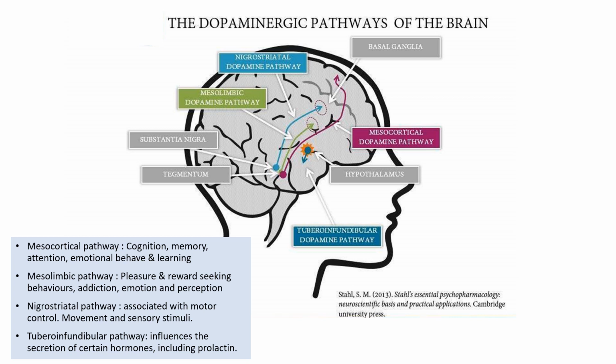Last but not least is the tuberoinfundibular pathway in cerulean blue. This pathway transmits dopamine from the hypothalamus to the pituitary gland, and it influences the secretion of certain hormones including prolactin.